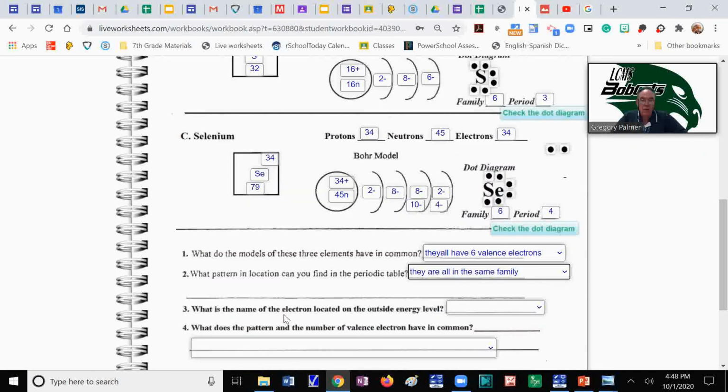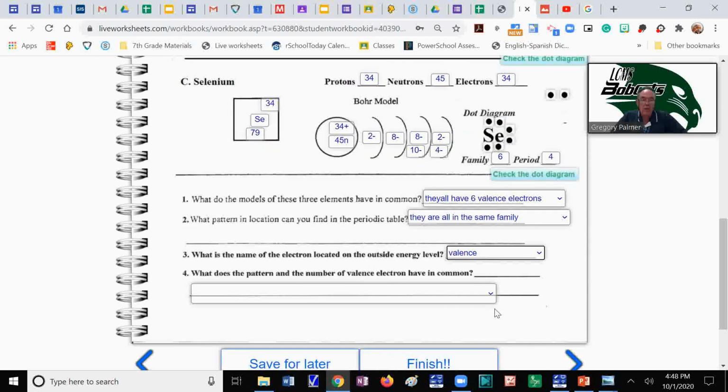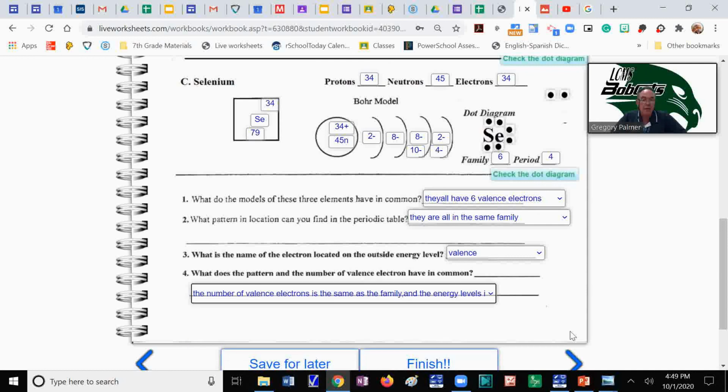Okay. What is the name of the electron located on its outside energy level? So many times I said valence electron. What is the pattern in the number of valence electrons they have in common? The number of valence electrons is the same as the family, and the energy levels is the same as the period.